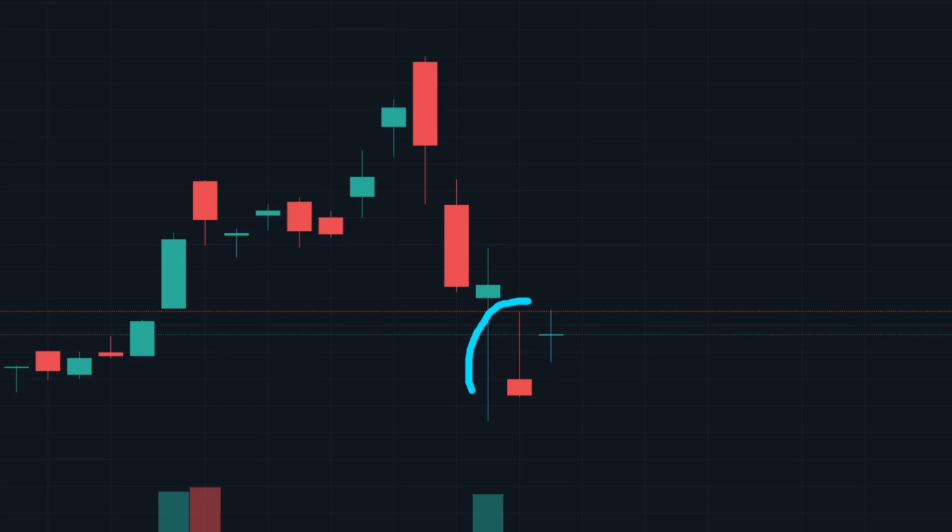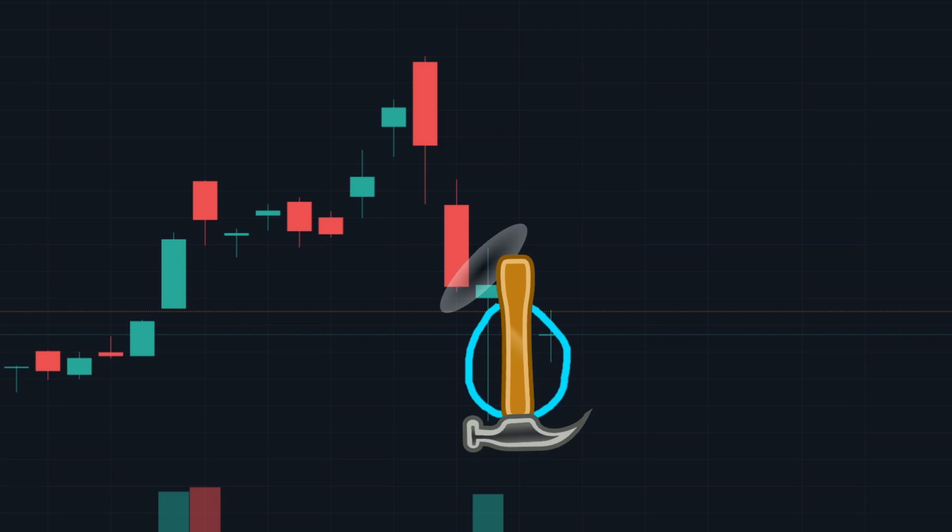So Apple recently formed a candlestick pattern that we call the inverted hammer pattern. In this video, we're going to take a look at the inverted hammer. What is it and why is it useful in trading? So yeah guys, without further ado, let's start the video right away here.